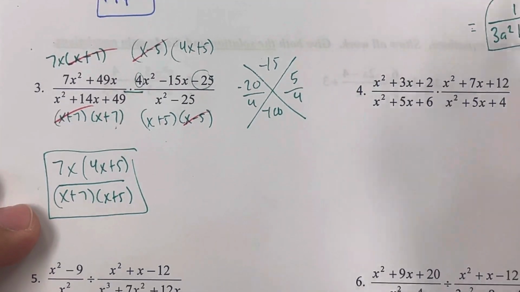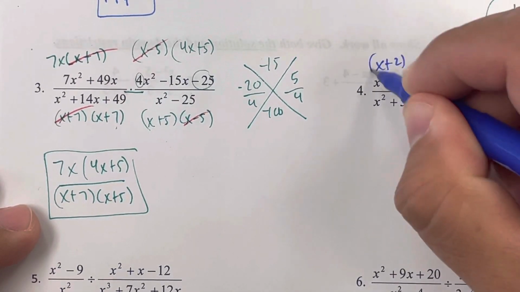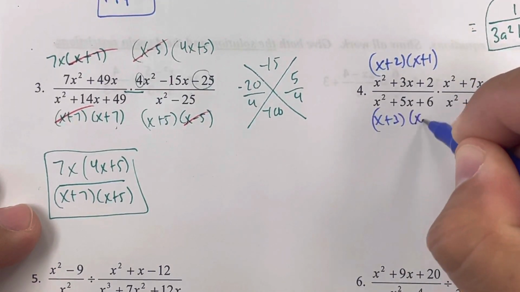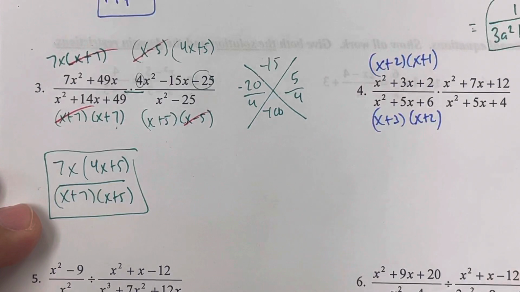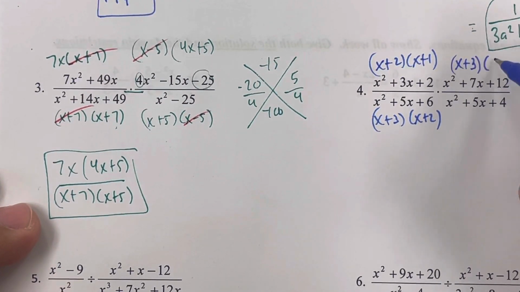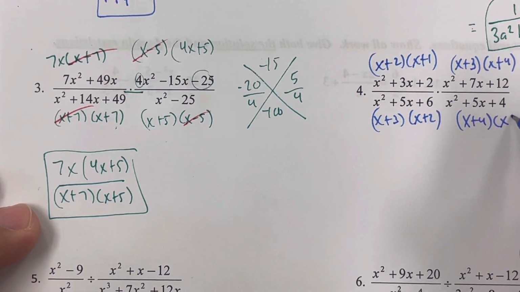All right, on to the next problem. Again, we just want to factor everything. So x plus 2, x plus 1, x plus 3, x plus 2, x plus 3, x plus 4, x plus 4, x plus 1.